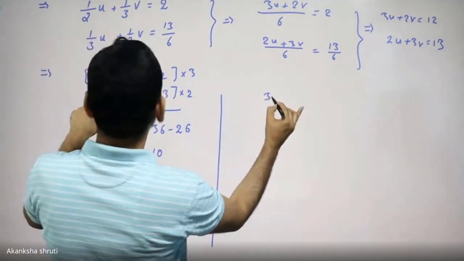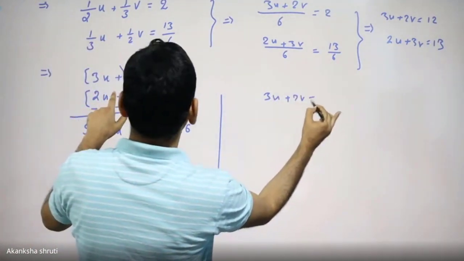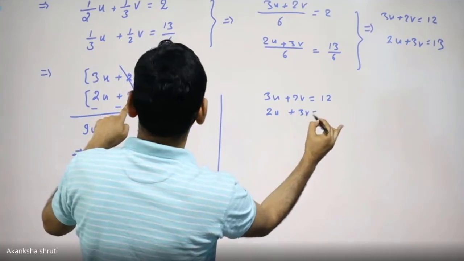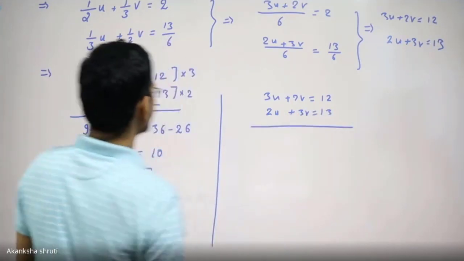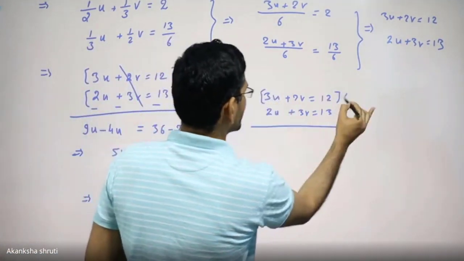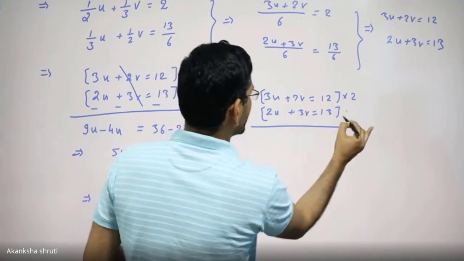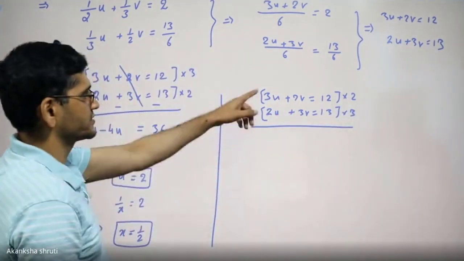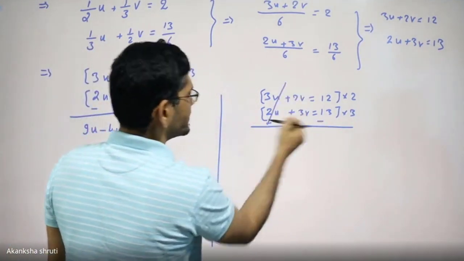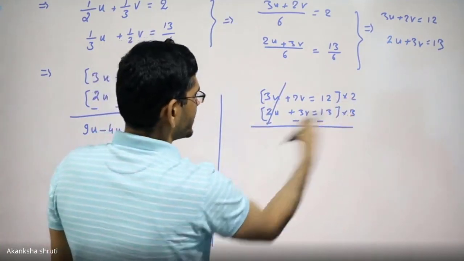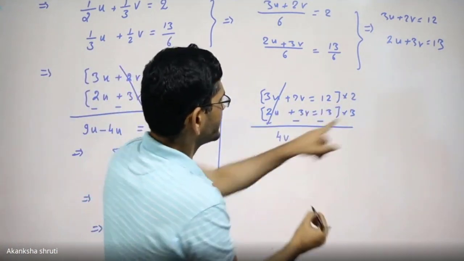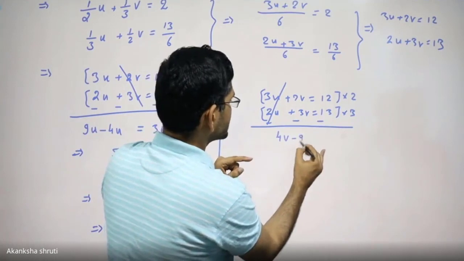So rewrite this again. 3u plus 2v is equal to 12, and 2u plus 3v is equal to 13. Students, again, for cancelling this u, we need to multiply the first equation by 2 and second equation by 3. The signs are the same, so we need to change their sign. It becomes minus, it will also be minus, it will also be minus. 2 3s are 6, 3 2s are 6. So the first term has cancelled, but this 2 2s are 4v, 3 3s are minus 9v.